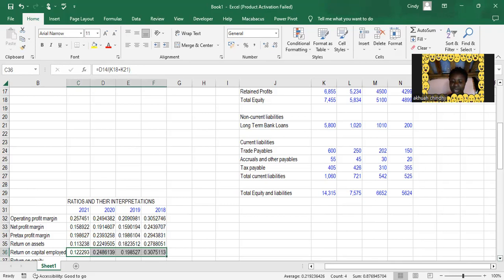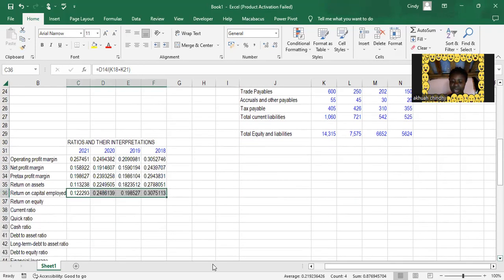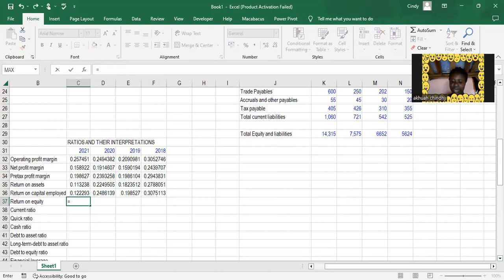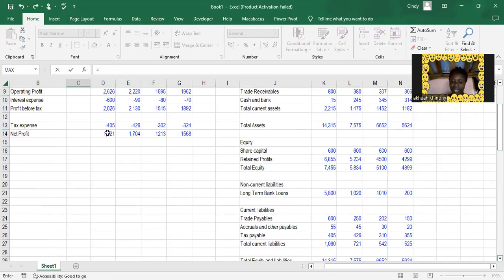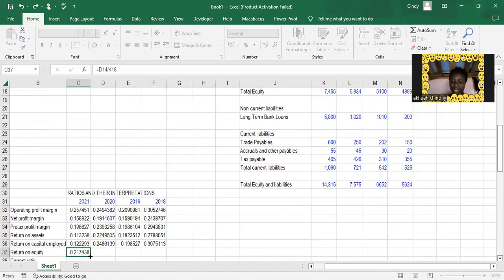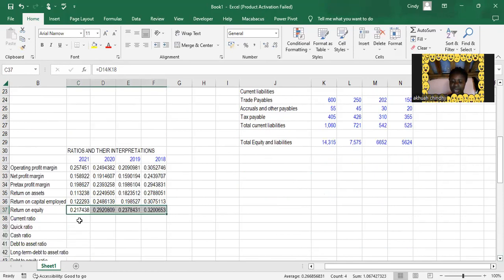Then we'll move to the next ratio, which is return on equity. So for return on equity, the return here is net profit. And then equity is shareholders' equity. So we take our income statement net profit over our total equity. Then we'll move it across the years. Then our calculation will be done. Then we'll move on to the current ratio.